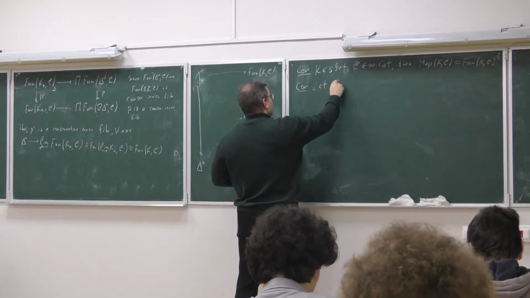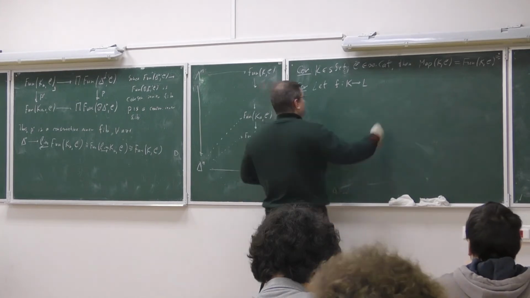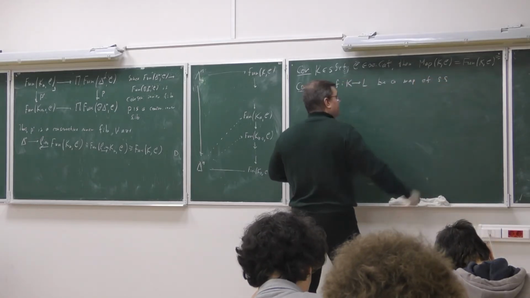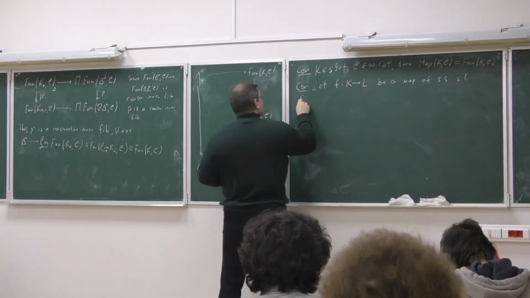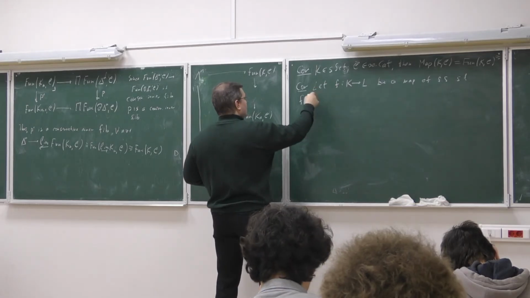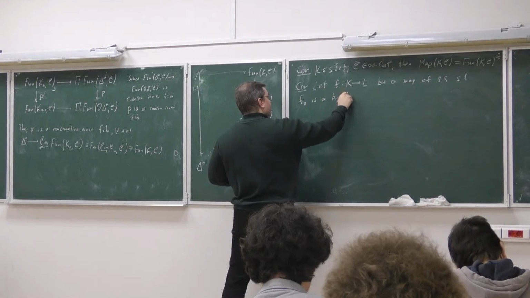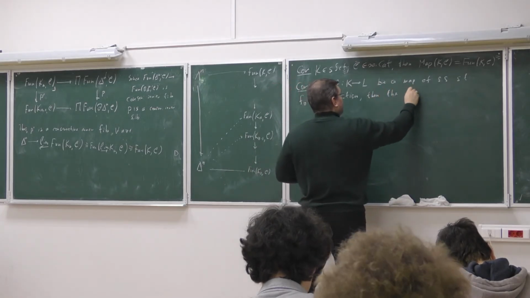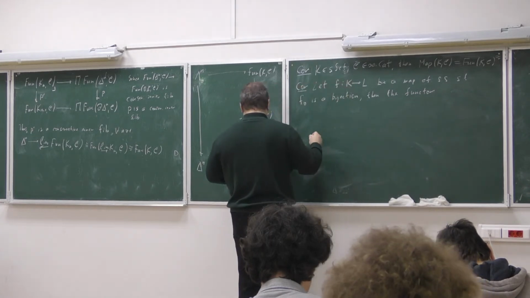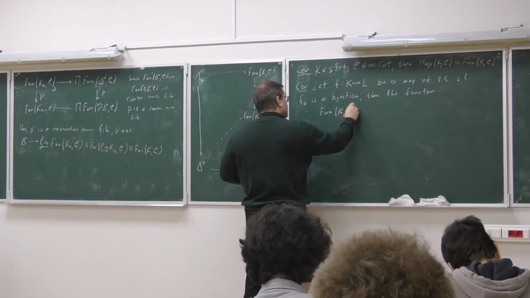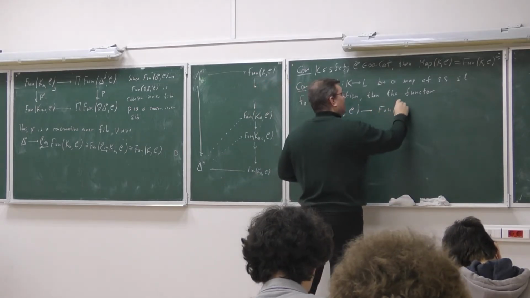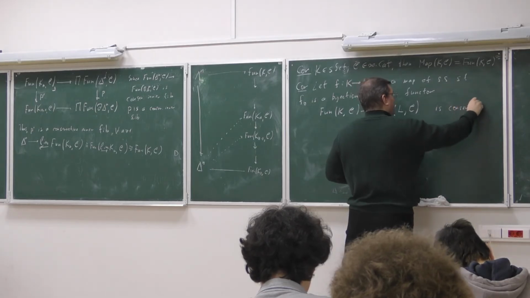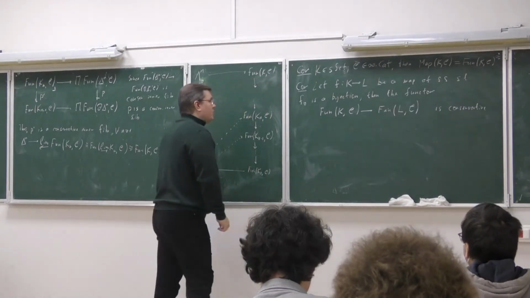So let now F from K to L be a map of simplicial sets such that F0, so that's the map on the vertices, is an isomorphism, or well, a bijection of sets. So then the functor from the Fun(L, C) to the Fun(K, C) is conservative. Just a slight generalization of the previous theorem.